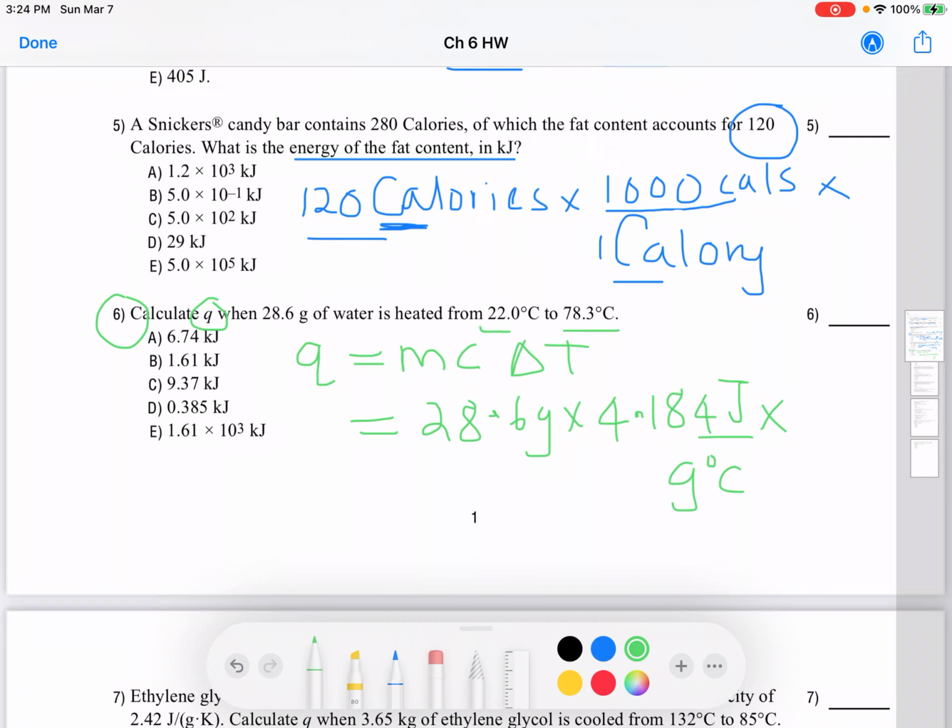Okay, so how much is 78.3 minus 22? Must be an easy calculation, but I want to make sure I get the correct answer. 56.3 Celsius. Celsius to Celsius get cancelled. Grams to grams get cancelled. And then you can calculate the rest. And this will be given in joules. What you need to do is you need the conversion. 1000 joules equals 1 kilojoule. Okay. So you can do your calculation like that.